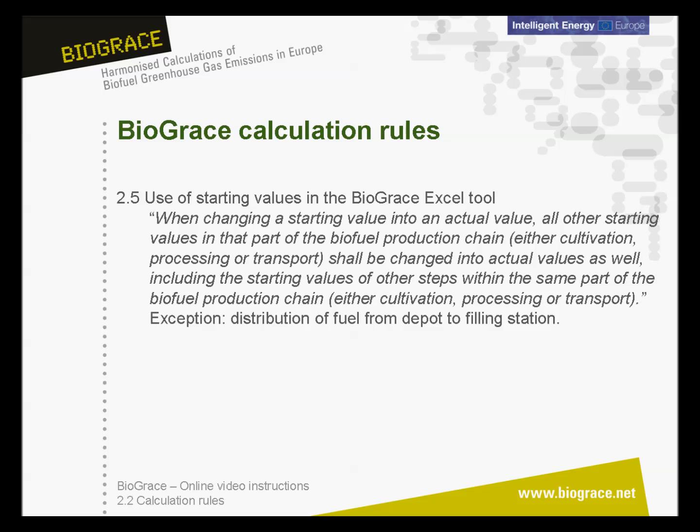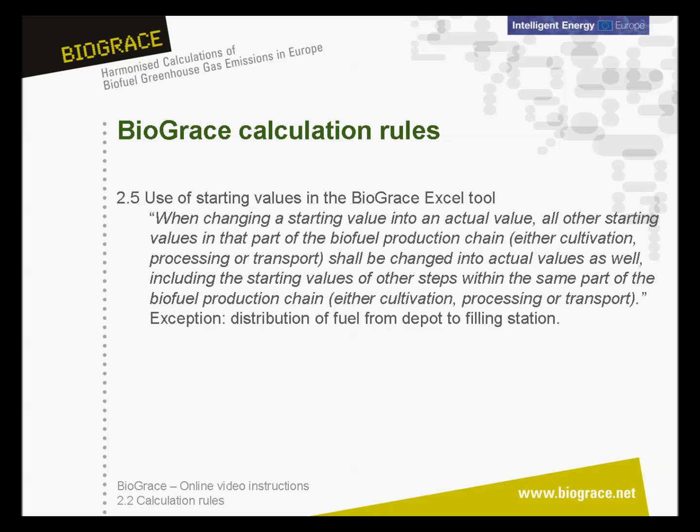Let me give two examples. Example 1 on production of biodiesel from rapeseed. If you change the amount of methanol input into the esterification plant where biodiesel is produced from refined rapeseed oil, then you should replace all other numbers in the esterification process, as well as all numbers in the calculations for the oil refining and for the oil mill, as refining and oil mill are also part of the processing.